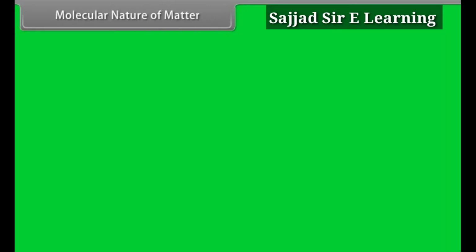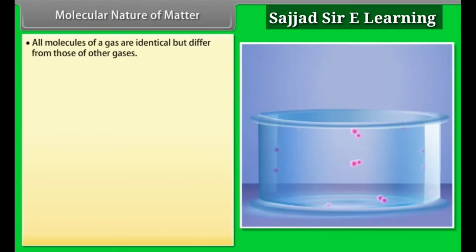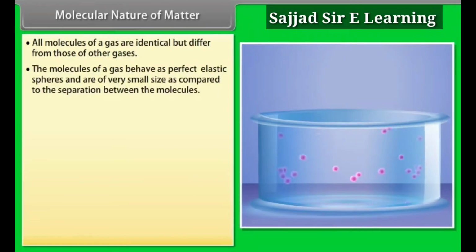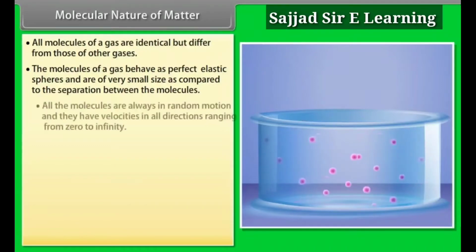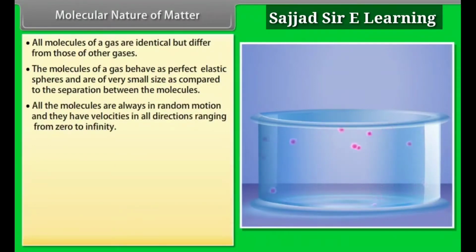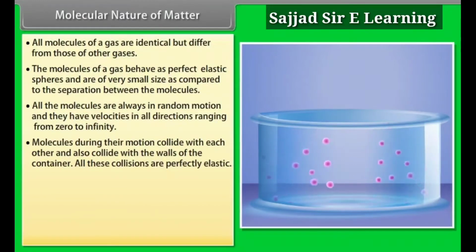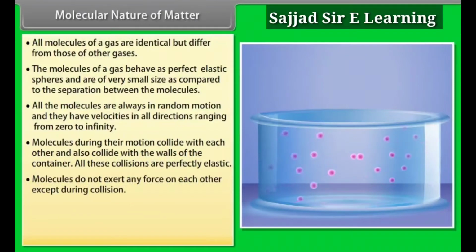Molecular nature of matter. All molecules of a gas are identical but differ from those of other gases. The molecules of a gas behave as perfect elastic spheres and are of very small size as compared to the separation between the molecules. All the molecules are always in random motion and they have velocities in all directions ranging from 0 to infinity. Molecules during their motion collide with each other and also collide with the walls of the container. All these collisions are perfectly elastic. Molecules do not exert any force on each other except during collision.